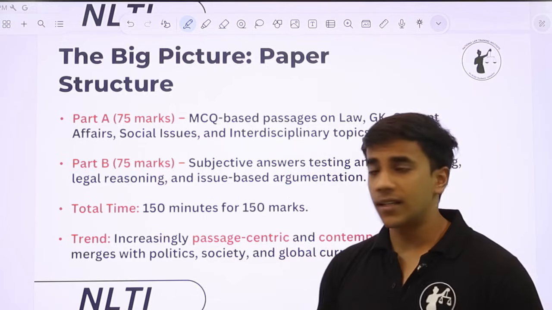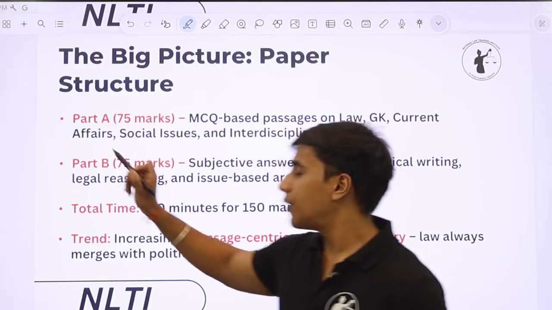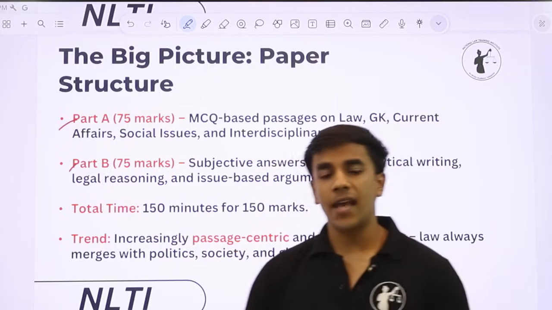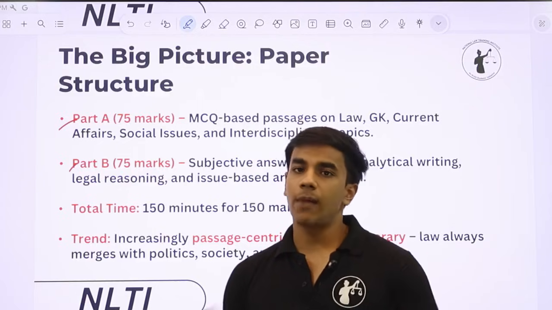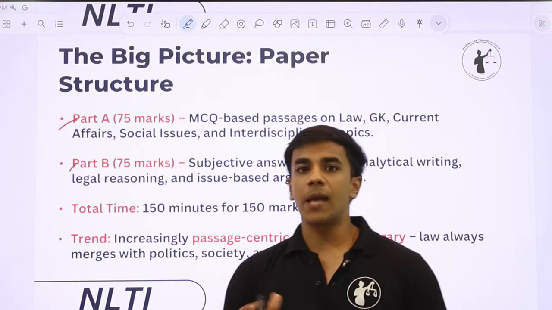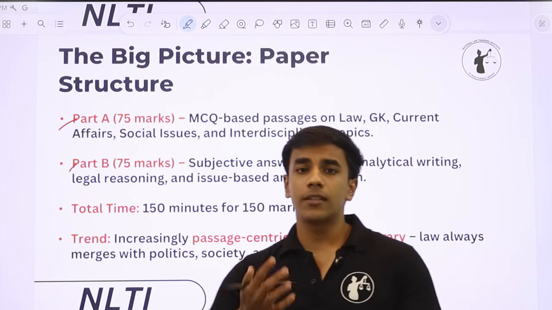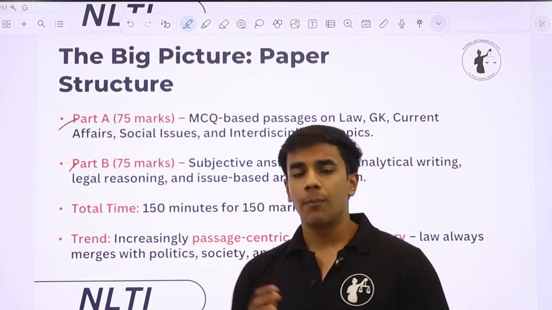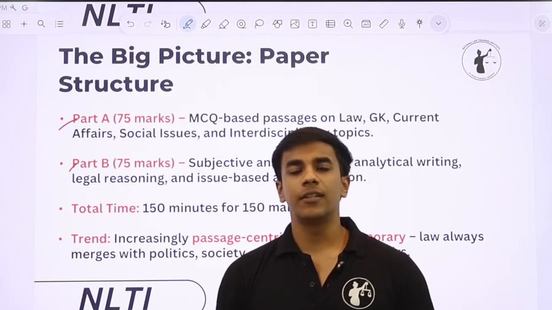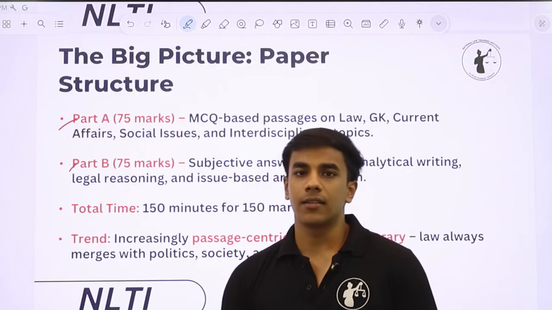So what actually is NLSAT? This is the paper pattern. There are two parts. Firstly, there is part A, there is part B. Both parts carry equal marks. Part A 75 marks, part B also 75 marks. But the primary difference is in the type of questions. Part A is entirely MCQ, objective. There's a fixed answer to every question that is reflected in the answer key.